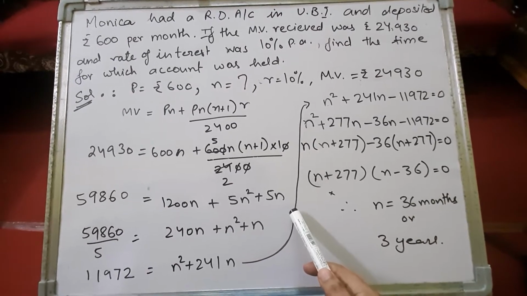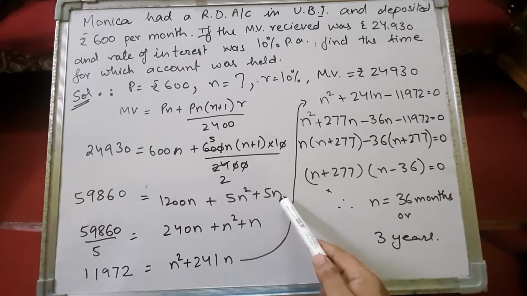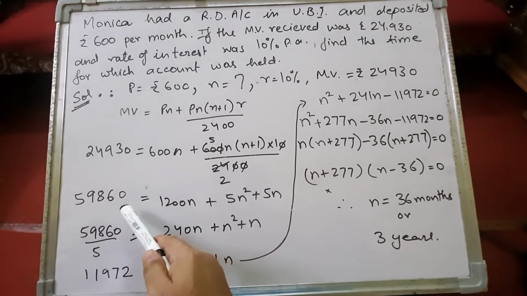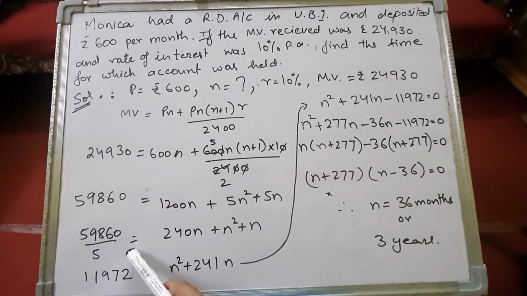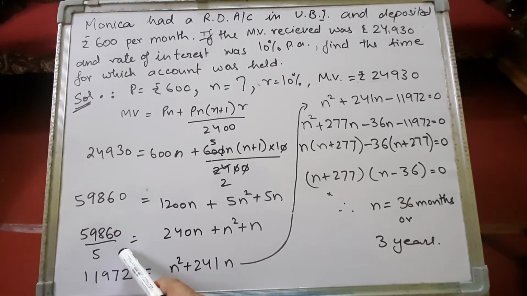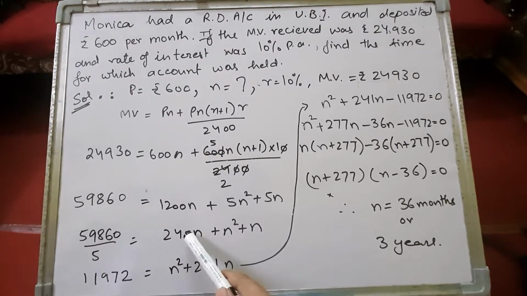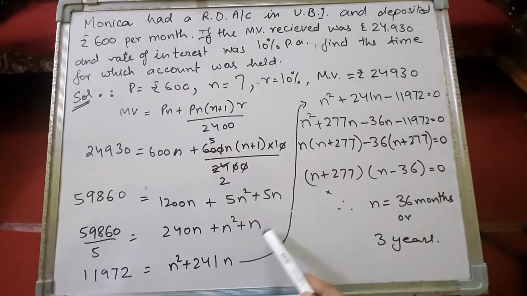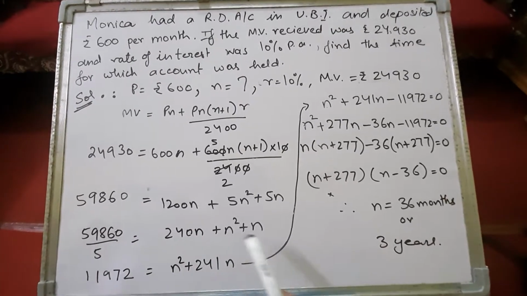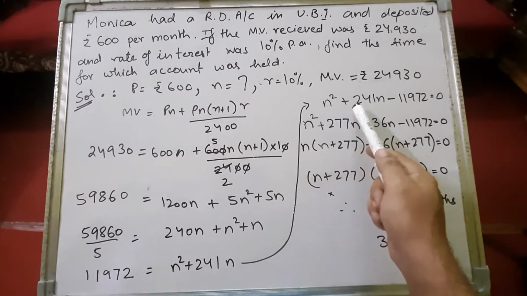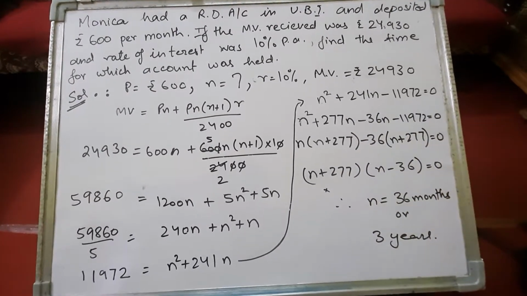Right, children? Now you can see 5 is common here. So I've taken 5 common from here and cross multiplied, so this way our calculation will be more simplified. 59860 upon 5, that will be 11972 equals 240n plus n square plus n, that will be 241n plus n square. So transfer this sum to that side, then what we'll get? n square plus 241n minus 11972 equals 0.